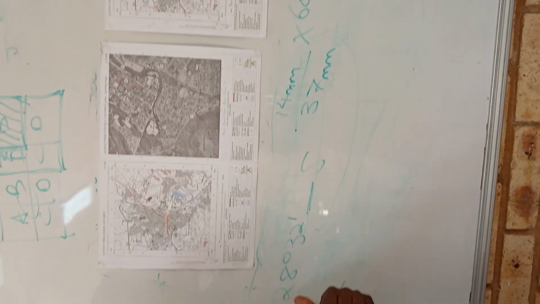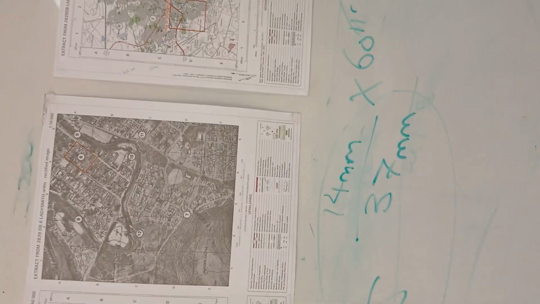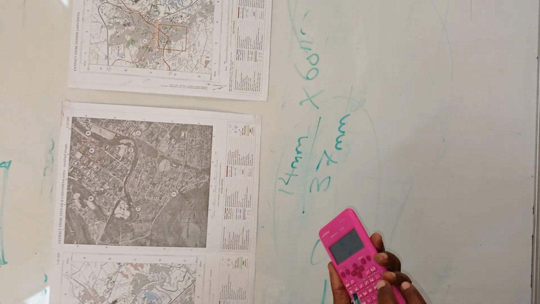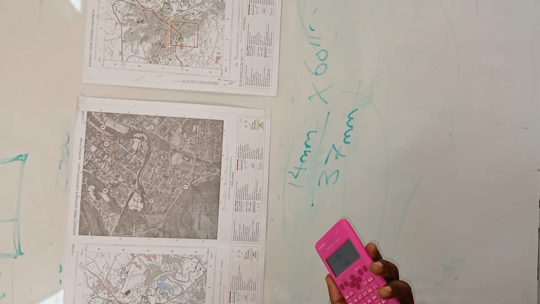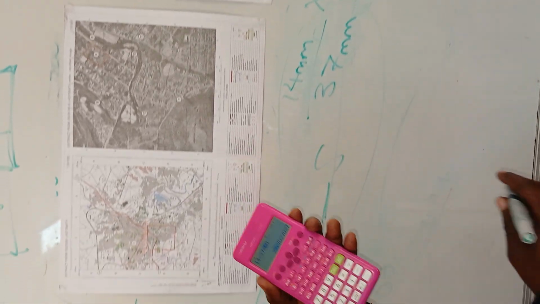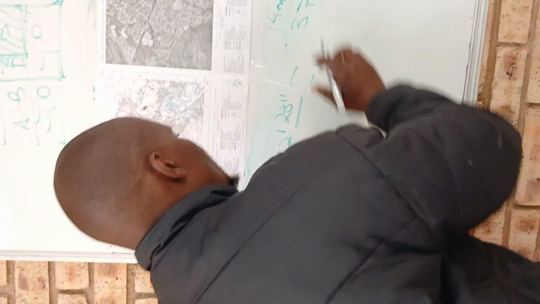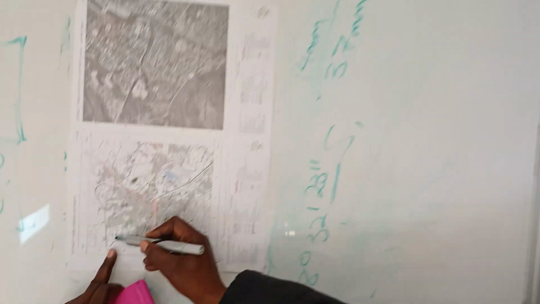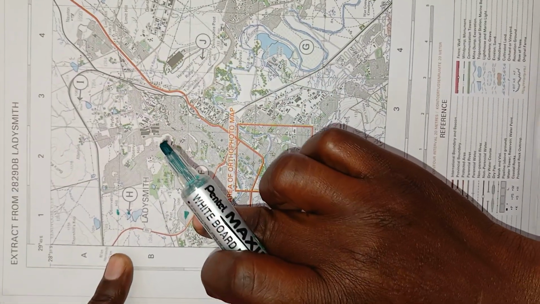Let me take my calculator so that I can calculate. I have 14 divided by 37 multiplied by 60. What will I have? I have 22.7. I'm going to convert it and make it 23 seconds. I have measured from here up to there. I want to find the latitude from here up to there, 14 millimeters, then the whole block is 37 millimeters.